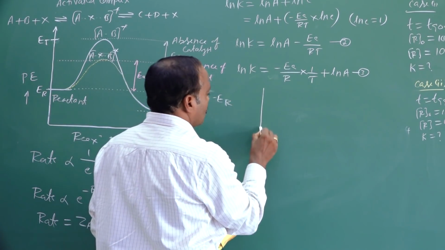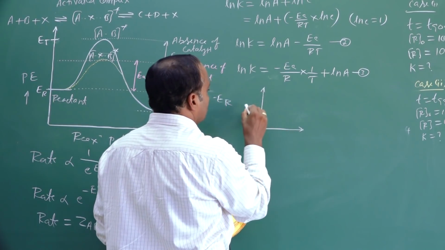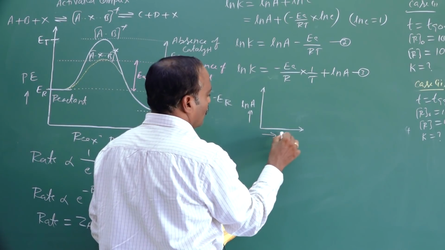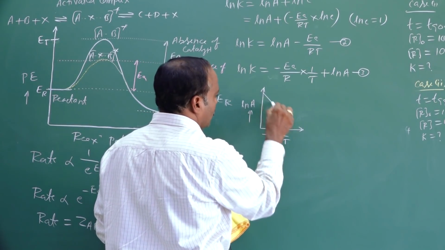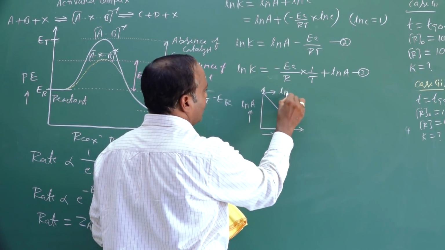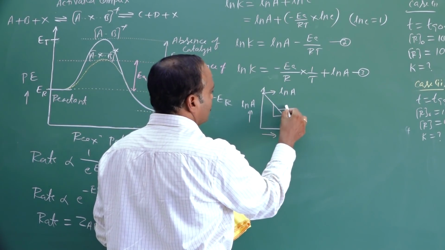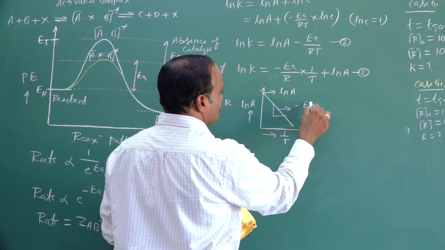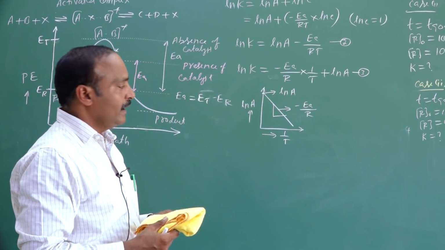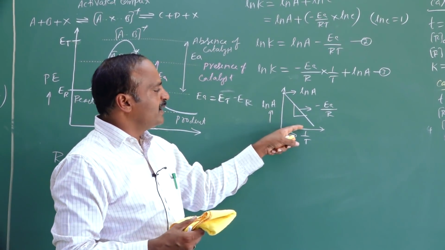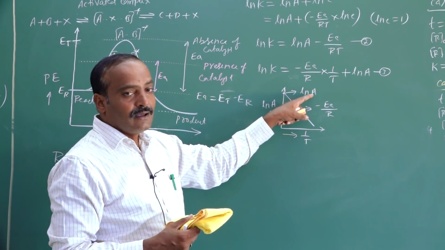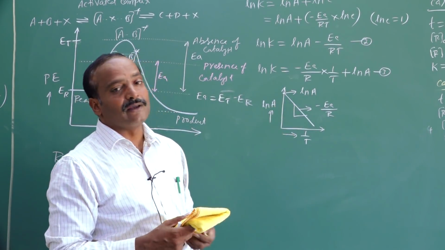This is called the ln A intercept. This is called minus Ea by R, the slope. A graph plotted as ln K versus 1 by T gives intercept ln A and slope minus Ea by R.